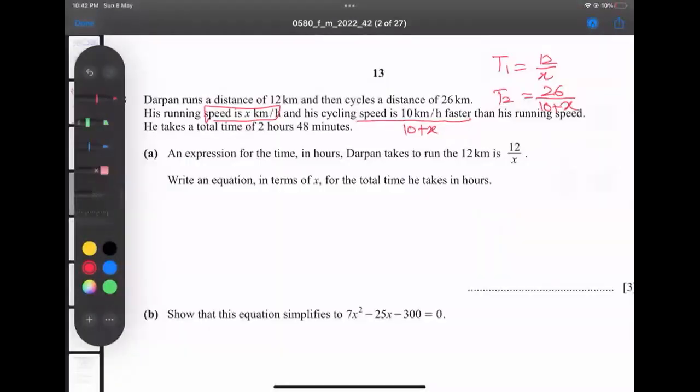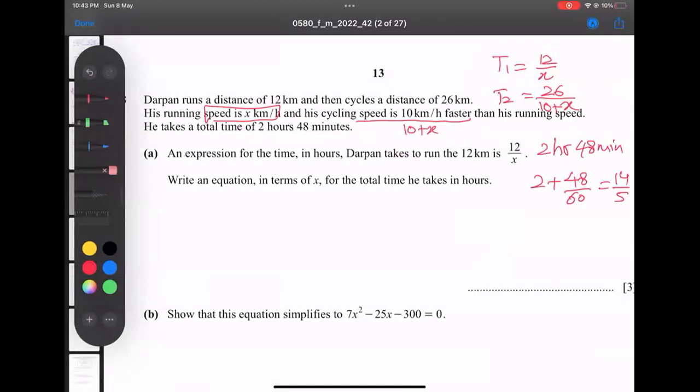Okay, so now let's talk about the next part. The total time, we add them both, equals this much. And again, an interesting part, 2 hours 48 minutes. How to write 2 hours and 48 minutes? Very interesting. 2 plus 48 divided by 60. If I type in the calculator simply 2 plus 48 divided by 60, I'm getting 14/5. Okay, so I think it's very clear.